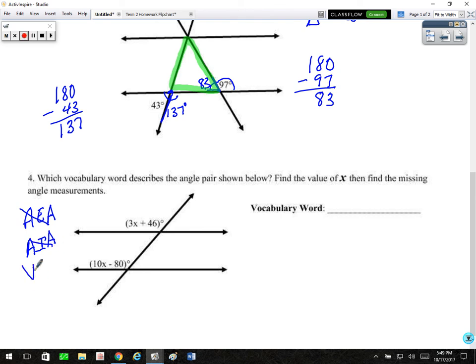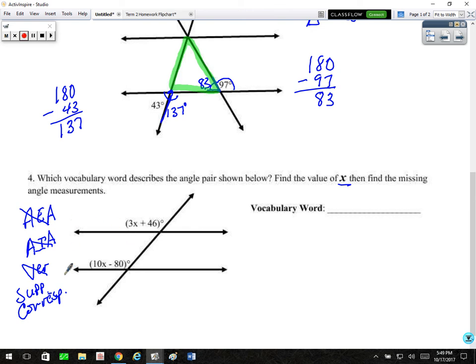We know they're not vertical, okay? Because they are at different intersections and they're not diagonal to each other. So that leaves us with either supplementary or corresponding. Make sure you can remember which one is which and set it up. Remember, you're going to find the value of x and then find each angle measurement by substituting it back in.